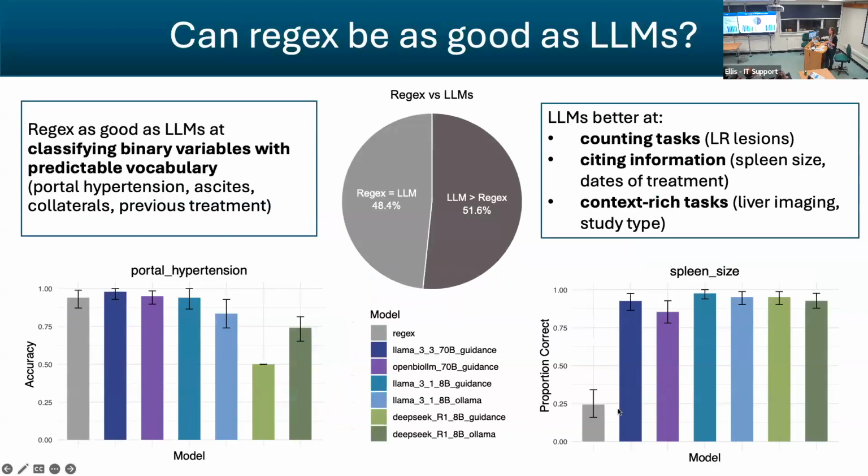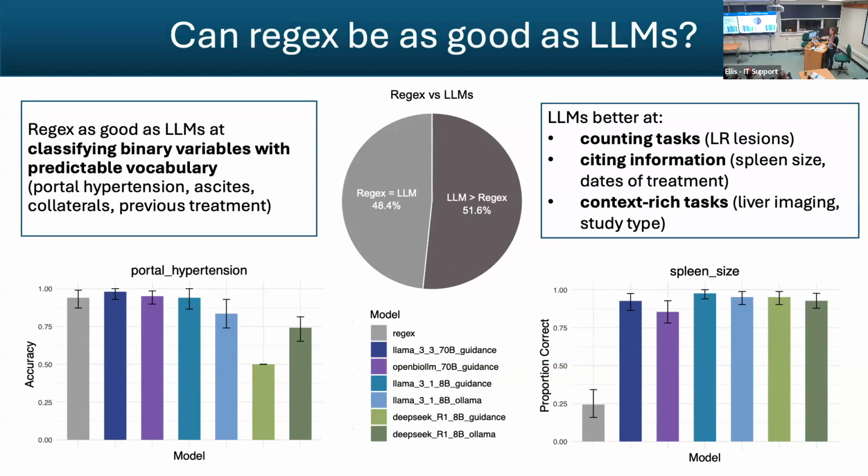It's very quick. And it turns out that in half of the questions that we tested, regular expression search was as good as the best LLM. So actually there was no benefit to using an LLM for those particular questions. And it was particularly true for the simpler questions, so kind of presence or absence, like portal hypertension, ascites, collaterals. And I think there's only a number of ways in which a radiologist can describe that. And often, especially in structured reports, it is very clear, kind of collaterals no, collaterals yes. So it was fairly easy to write a robust pattern.